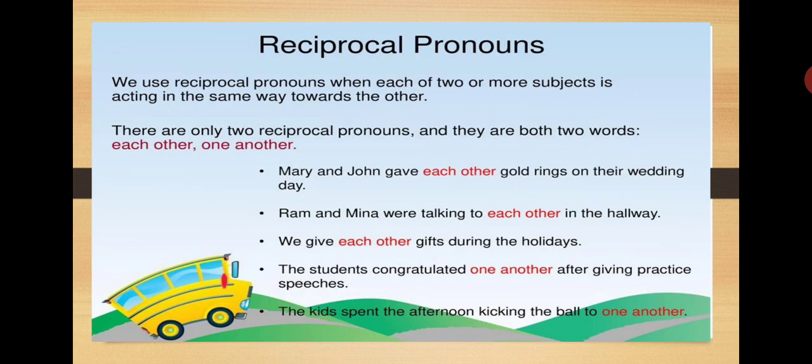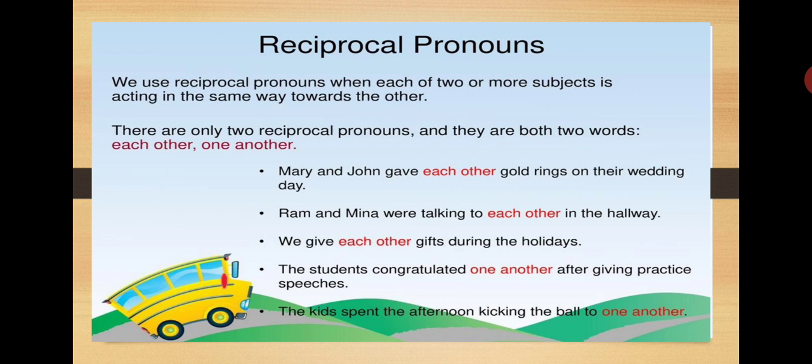Now, last one is your reciprocal pronouns. We use reciprocal pronouns when each of two or more subjects is acting in the same way towards the other. For example, the words each other and one another are called reciprocal pronouns. We use each other when two persons are involved. We use one another when more than two persons are involved.